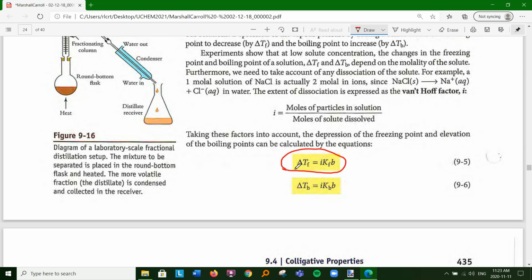So what is all this stuff? i is known as the Van't Hoff factor. Most of the time we're going to talk about the theoretical Van't Hoff factor, and what it is, is the number of moles of ions released into solution when a solute dissolves into that solution. That's the theoretical Van't Hoff factor, and that's the one we'll use almost all the time.